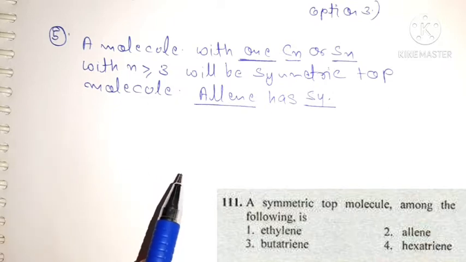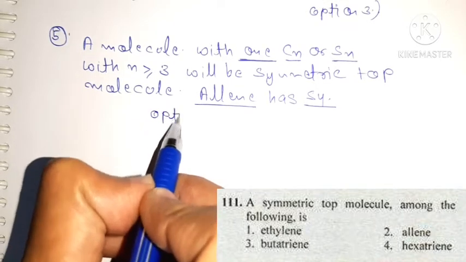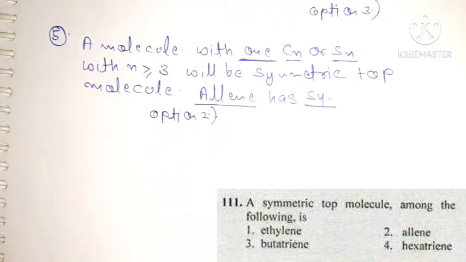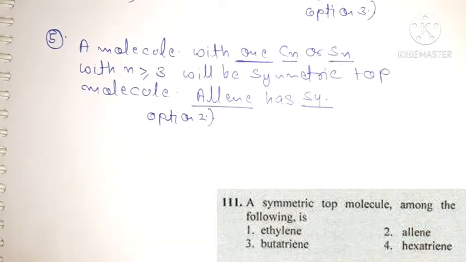So allene has S4, so allene is a symmetric top molecule. That is your option number 2. Understand? This question is coming for 4 marks, and again this is a very simple question. I hope you understand it.